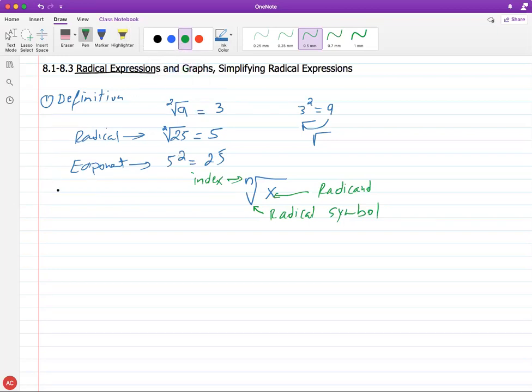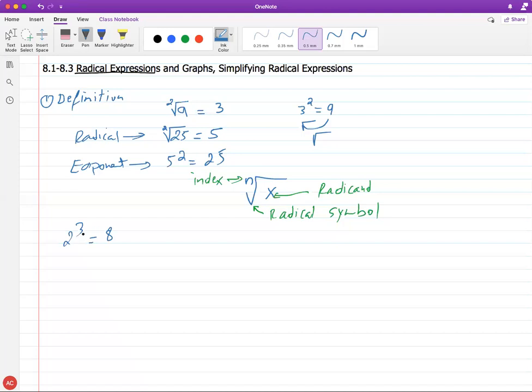Let me give you another example. Let's say 2 to the third. What is 2 to the third? 8. It will be 8. That's right, 2 to the third is 8.